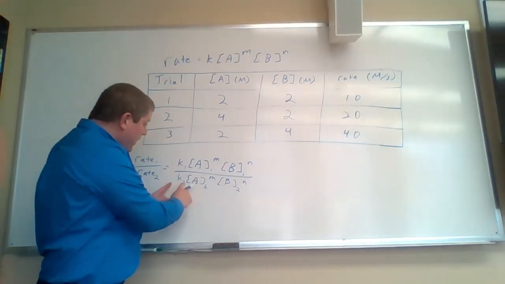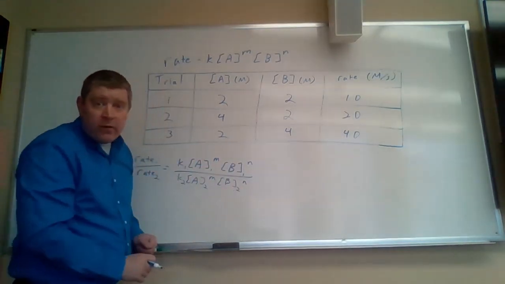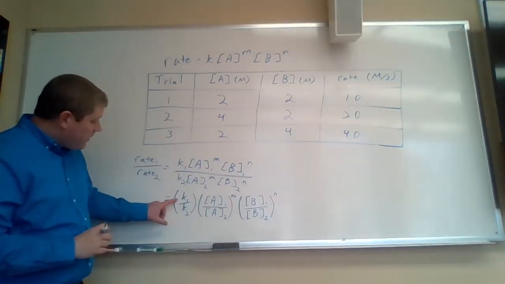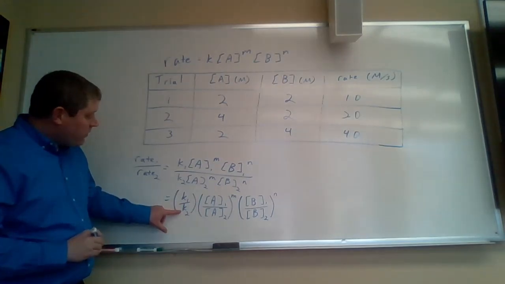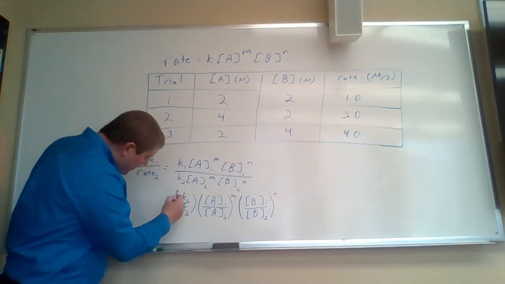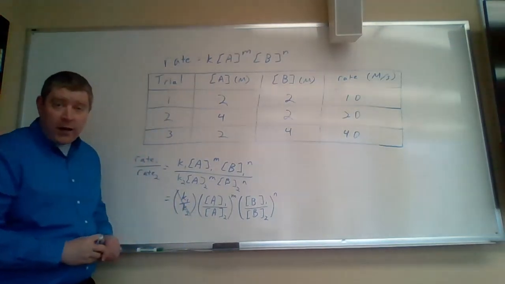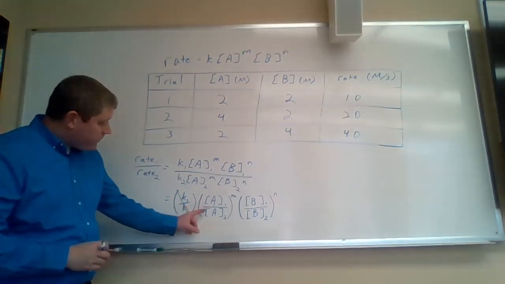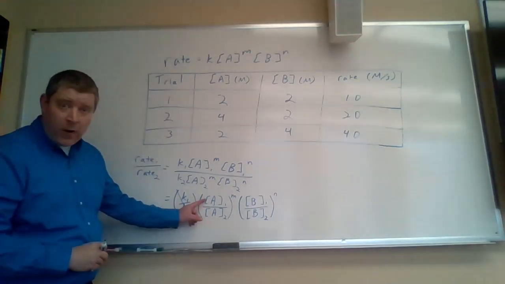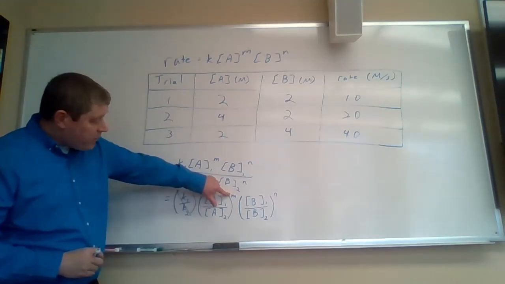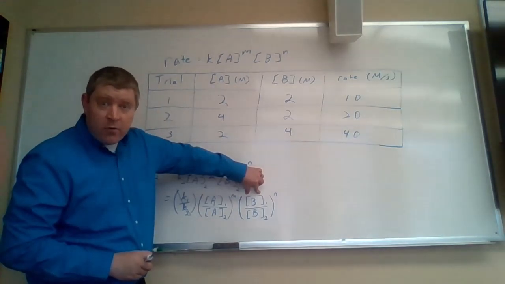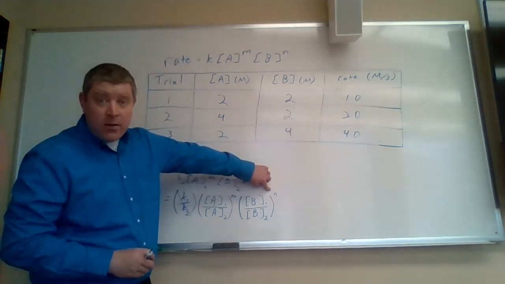Let's combine together the k's and the A's and the B's into three separate fractions. So we now have this fraction, k1 over k2. Well, as long as we keep the temperature constant, k1 is equal to k2, and so this fraction has a value of 1. Then we have this fraction, the ratio between the concentration of A in trials 1 and 2 raised to the m. And we have a similar fraction here where we have the concentration of B for trials 1 and 2 raised to the n.